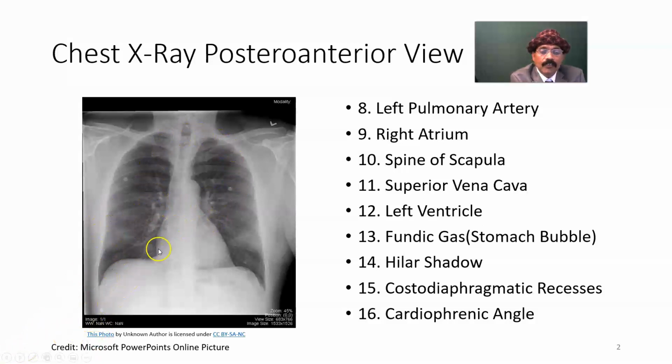And we assess the size of the heart. The maximum transverse diameter of the heart, from here to here, should be half of the maximum transverse diameter of the thoracic cavity. If it is more than half, then we call it cardiomegaly. Okay, we got that. So that is the normal chest X-ray.